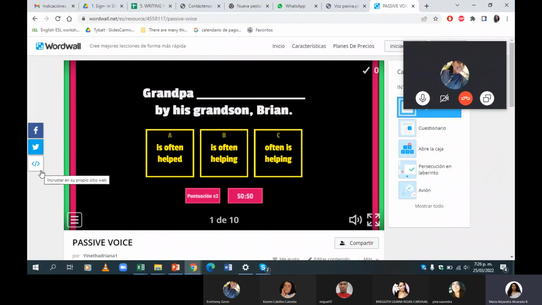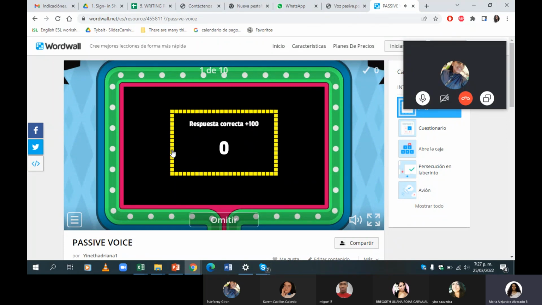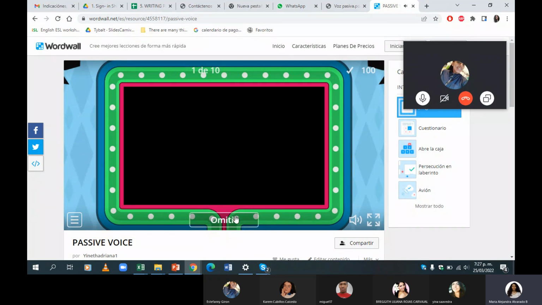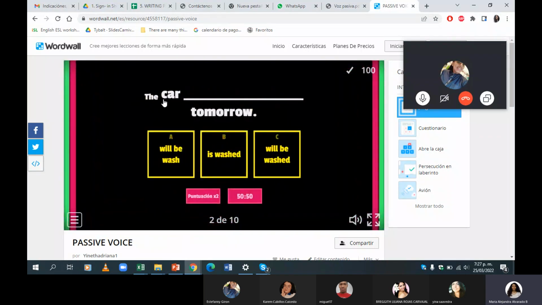Okay, so here we have a sentence and you have to choose the correct answer. So what do you think is the correct one? The first one. The first one, let's see. Yeah, that's right. Okay. I really like this example. The car. In this case, this is the object, the car. Will be washed tomorrow.